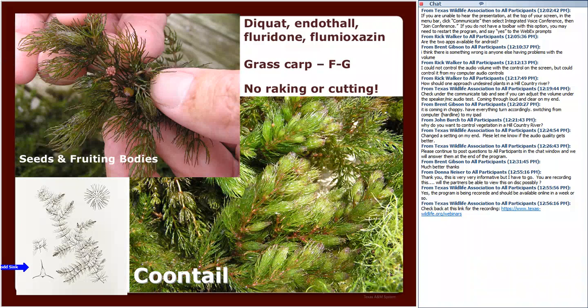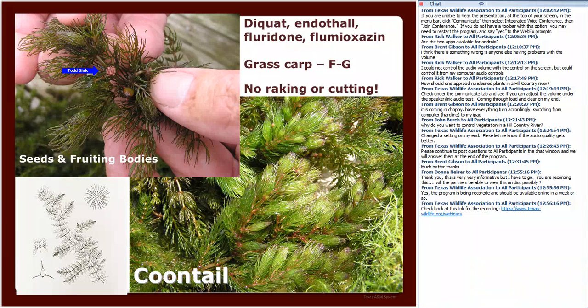The other unique feature that you'll see are these fruiting bodies, these kind of pink that look like berries. That is another unique feature. So if you see any of these, the little horny projections, the seeds with three equally spaced spikes off them, or these fruiting bodies, you know you have coontail.